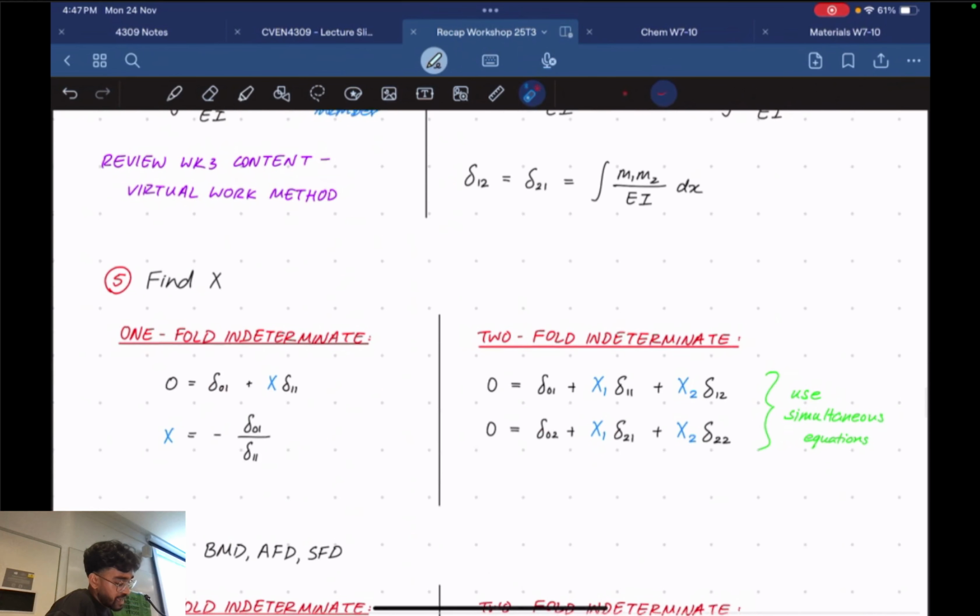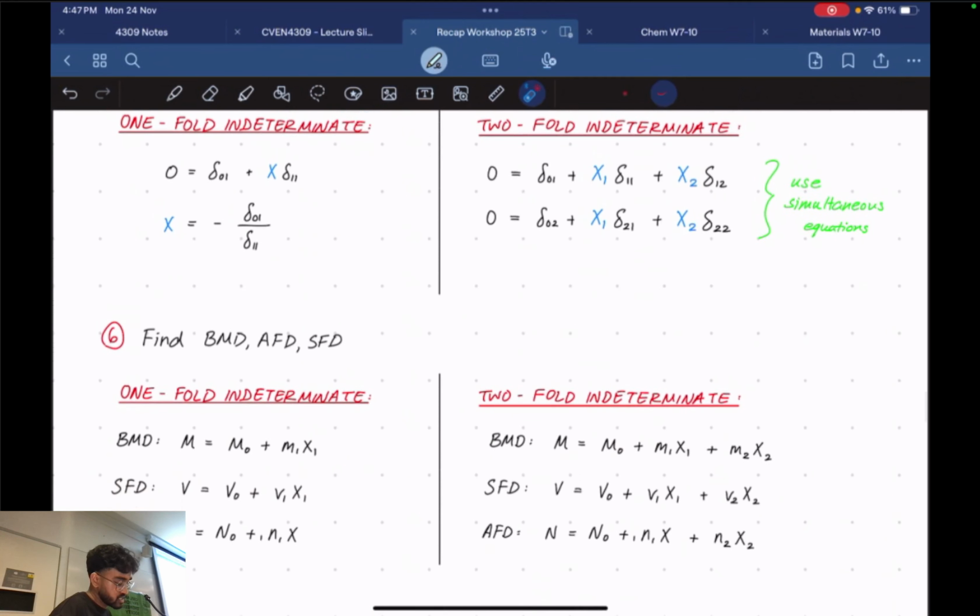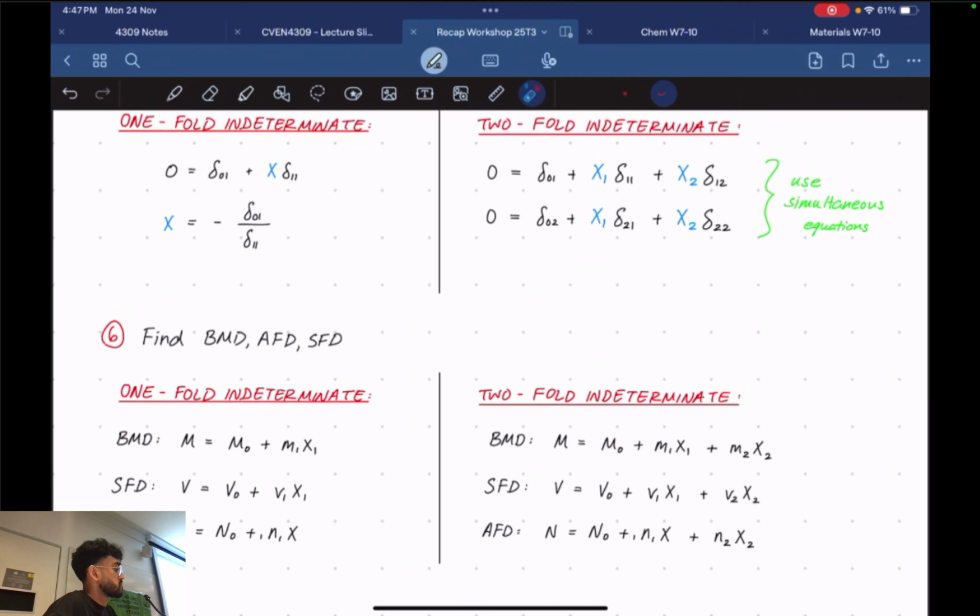Then you're going to have to find x. So 1-fold indeterminate is pretty easy. 2-fold indeterminate, again, you're going to have to do simultaneous equations. Now, these are just some of the formulas you're going to need to find your bending moment diagram, shear force diagram, and axial force diagram.